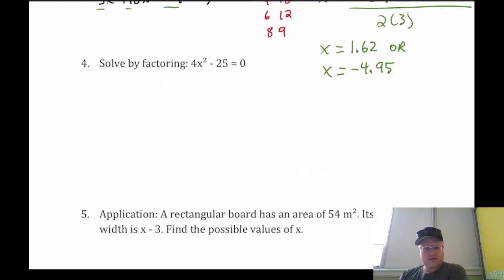So instead, we're going to look for some special patterns. Hopefully, you'll notice that this is a difference of squares problem again. So I can actually express this as 2x plus 5 and 2x minus 5.